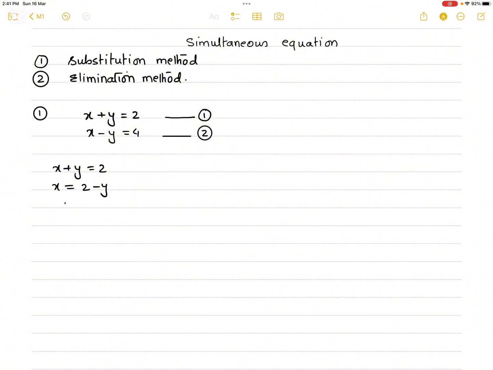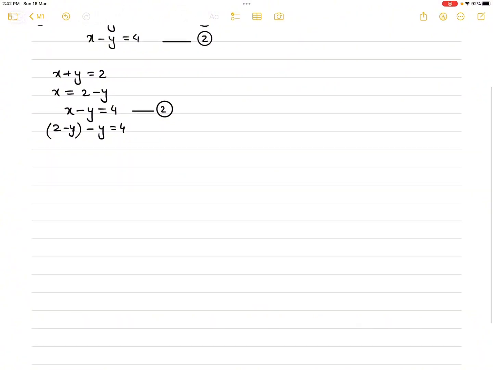Let me write equation number 2 first. This is my equation number 2. And I'm going to put the value of x, which is 2 minus y now, here in x. 2 minus y equals 4. Now simplified, 2 minus (y) is equal to 4. So it becomes 2 minus 2y is equal to 4.